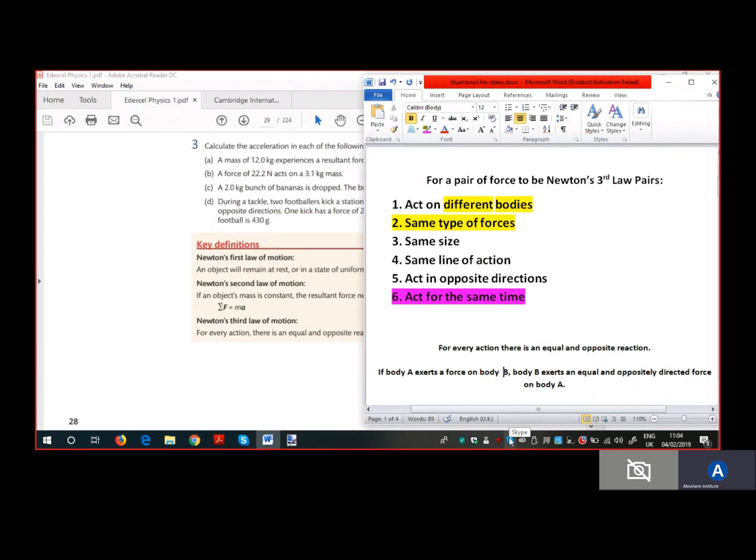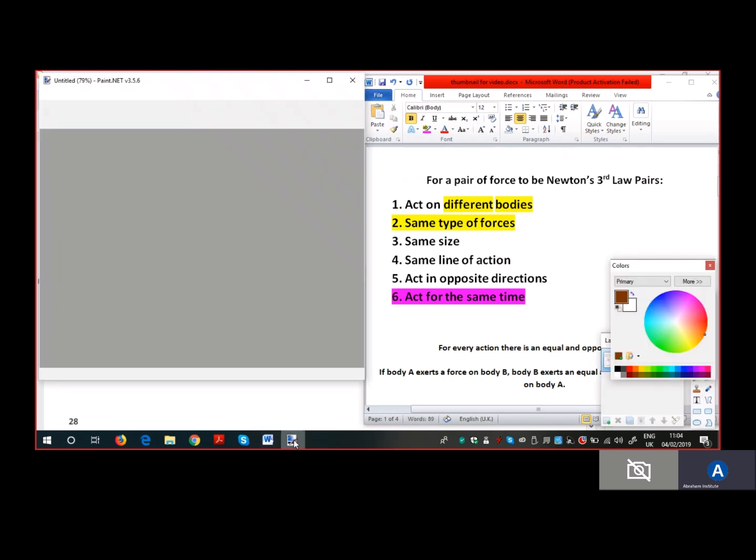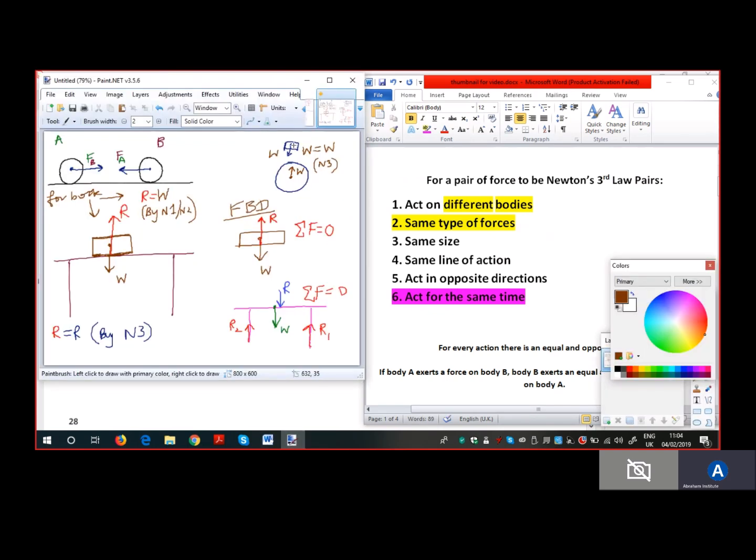Another way of stating Newton's third law is this: if body A exerts a force on body B, then body B exerts an equal and oppositely directed force on body A. That's why they have to act on different bodies. Again, in this example, the Earth exerts a force on the book and the book exerts a force on the Earth, equal and oppositely directed, the same size. Here is the reaction force by Newton's third law: the book exerts a reaction force on the table and the table exerts an equal and oppositely directed reaction force on the book.